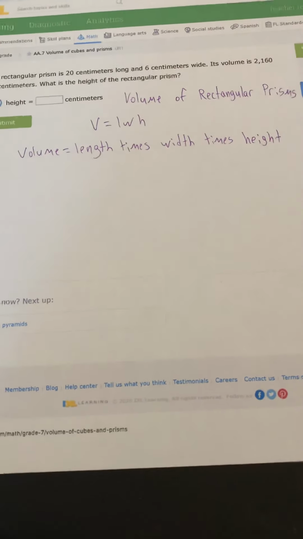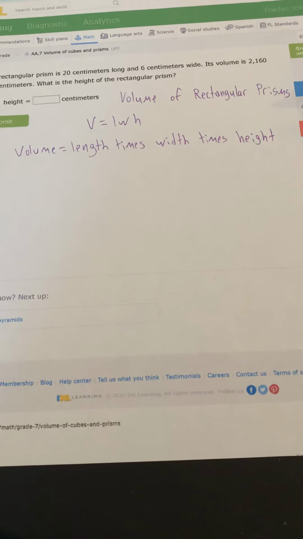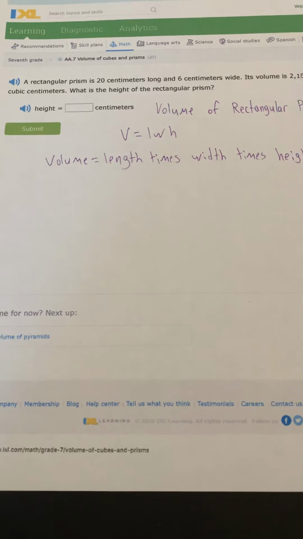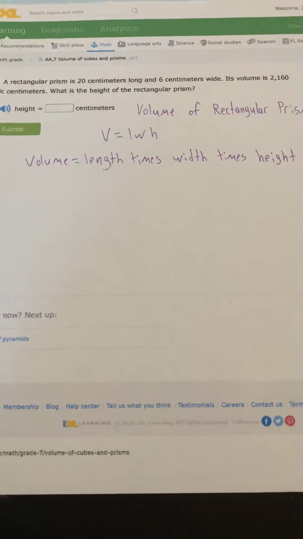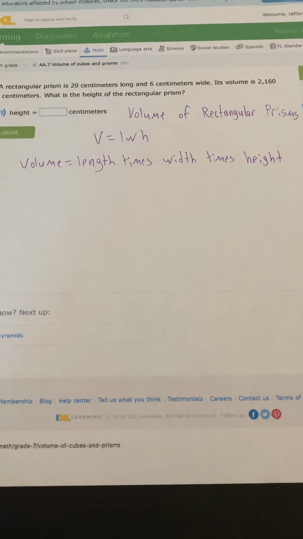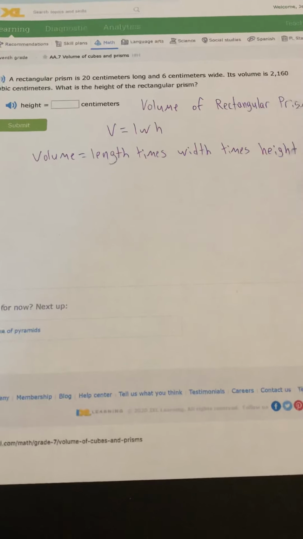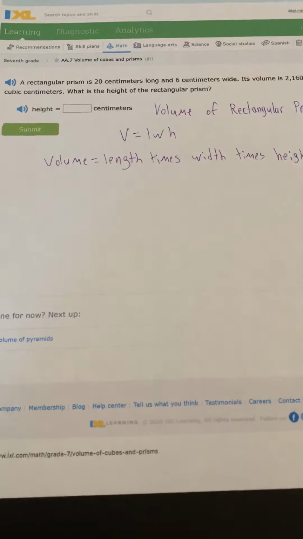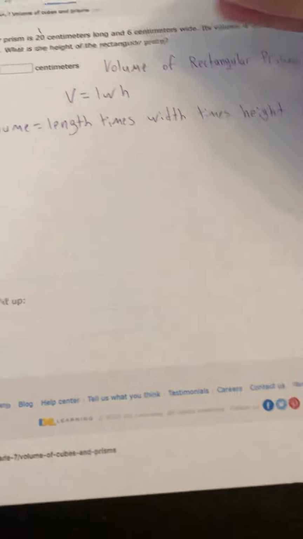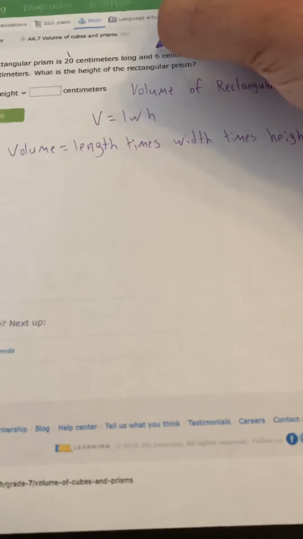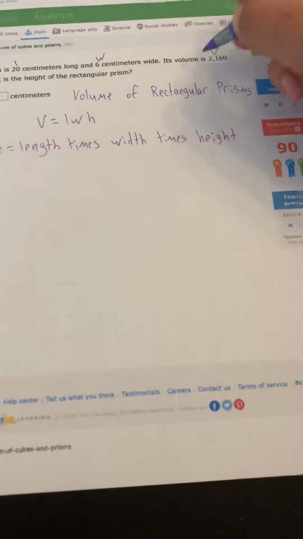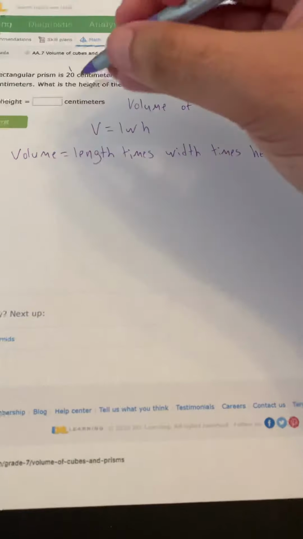So to do this, we're going to use the formula for volume of rectangular prisms, which is V equals LWH. So that is volume equals length times width times height. So we're going to substitute in the stuff that we do know to find the stuff we don't know. So we do know this is the length because it's long. We know this is the width because it's wide. And we know this is the volume because it says it's the volume. We don't know the height.